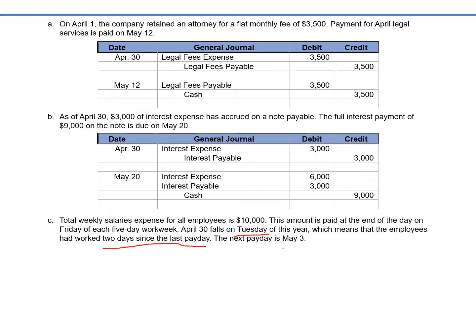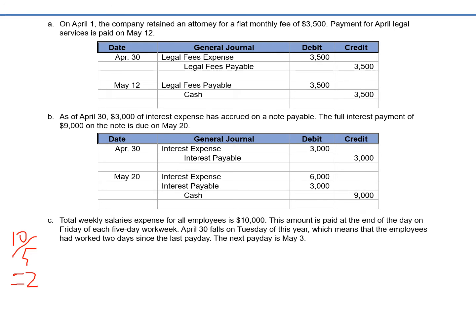And the next pay period isn't until the next month. Okay, so we have to accrue 2 days worth of salaries, right? So I think if we take $10,000 per week divided by 5, right? That means it's 2,000. Gosh, that's super messy. Let me try again. That means it's $2,000 per day in salaries, right?